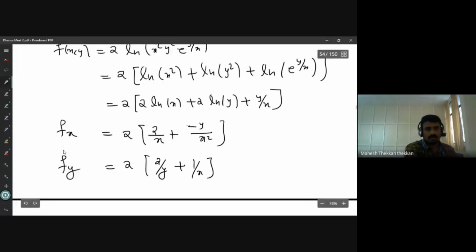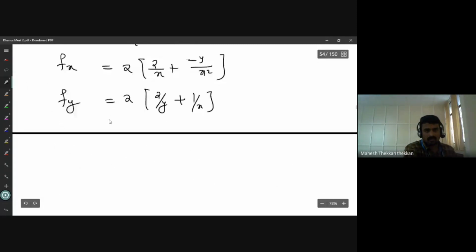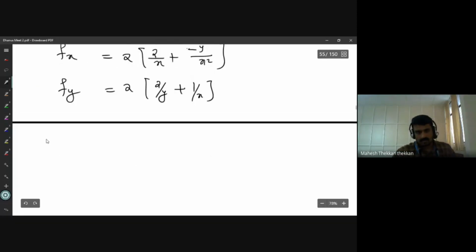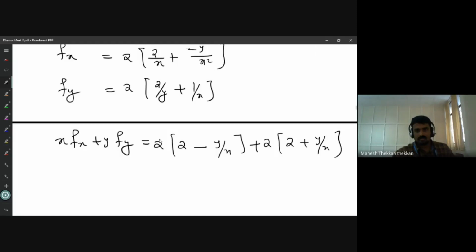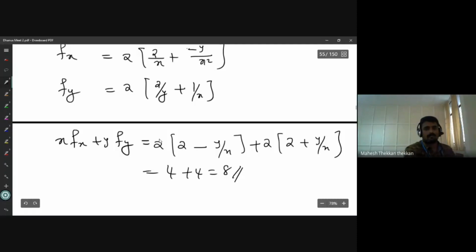So now you wanted to find x fx plus y fy. What is x fx plus y fy? Once you multiply with the x, here you have 2 is there, 2 will come, minus y by x will come, again plus 2 is there, 2 will come, plus y by x will come. Then this y by x and this y by x term will cancel. So here the remaining is 4 plus 4, that is 8. Yeah, you understand this?